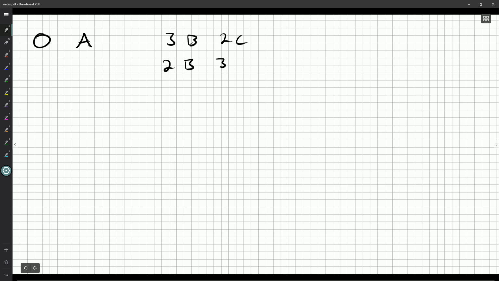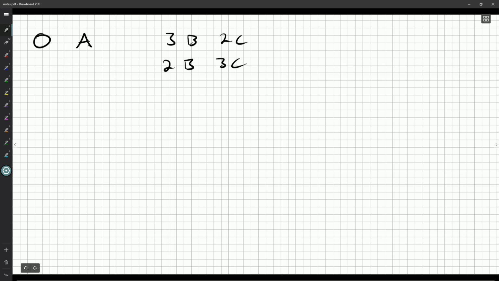For like the case-based way of doing question 9. So if I was going to do 0 A's, then I need to have only B's and C's. So I could have 3 B's and 2 C's, or I could have 2 B's and 3 C's. All right, a lot of casework there.